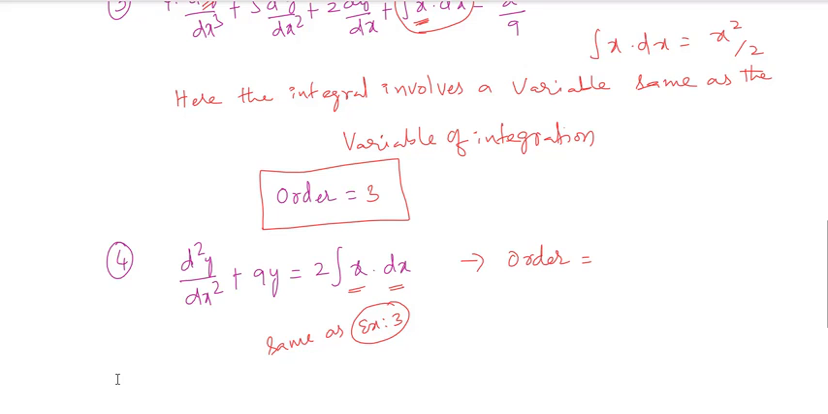So directly you can go with respect to that. The order for this is 2. Am I correct or not? The order will be 2. That's all. Simple strategy.